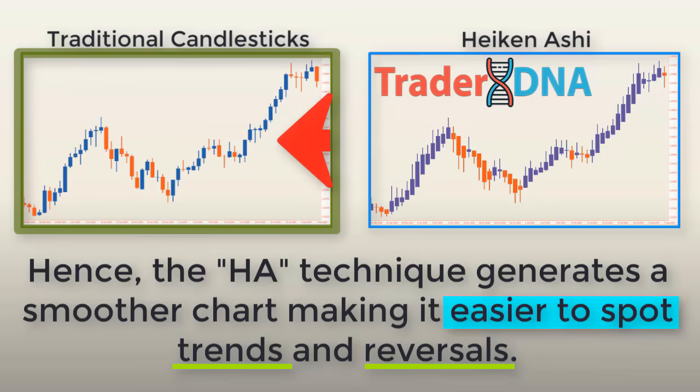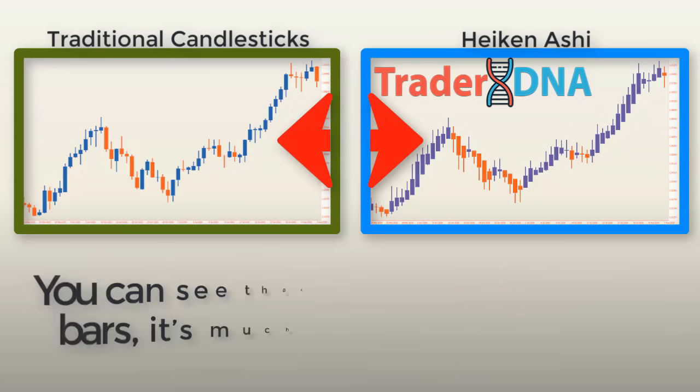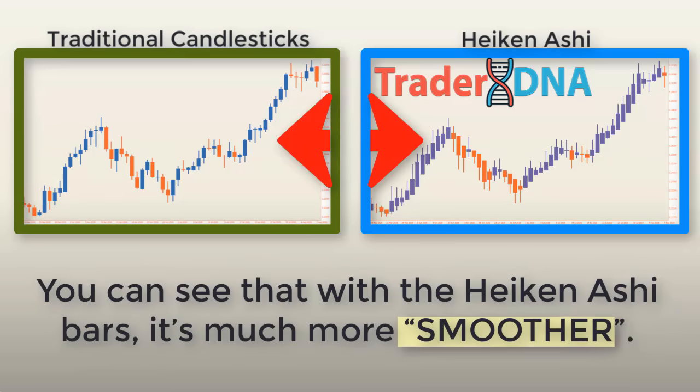The left chart is using traditional candlestick bars. And the right chart, it's using Heikin Ashi bars. You can see that with the Heikin Ashi bars, it's much smoother. This is why some traders prefer to use the Heikin Ashi candles, since it reduces the noise on the chart and allows them to analyze trends more clearly.